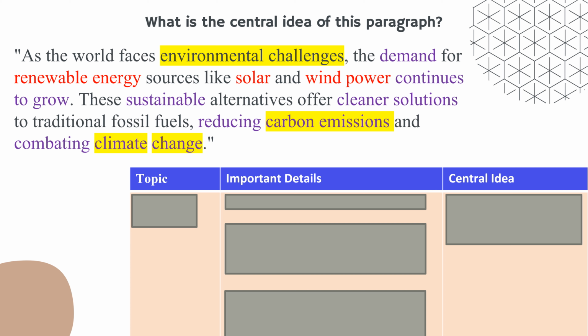So, what is the topic? Who or what is this paragraph about? In this case, it is a what. It is renewable energy. To get more specific about what the author wants us to know about renewable energy, we need to do a little bit of text analysis. So we're going to go back and look at the important details. I have them purple for you on the screen.